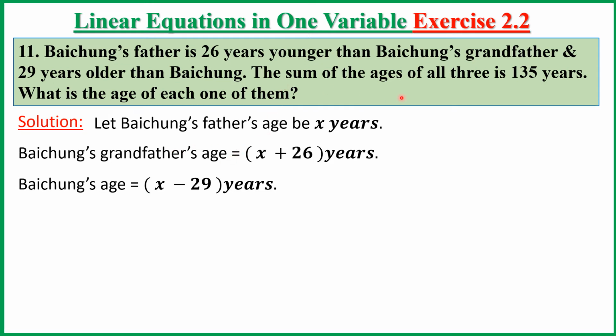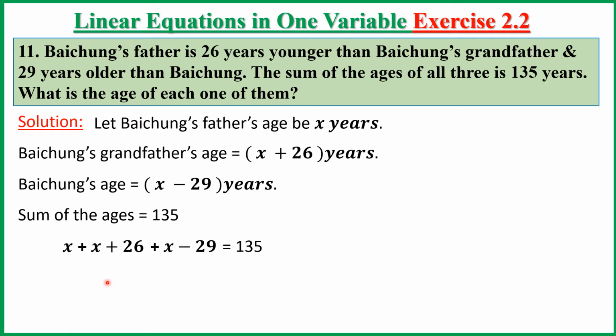Next, they have given the sum of all the ages is 135 years. Now we can add everything together. That is, x plus 26 plus x minus 29 equals 135. Here how many x do we have? 1, 2, 3. We have 3x. Then 26 minus 29: we have to subtract. 29 minus 26 is 3, and 29 has a negative symbol and we always take the greater number's symbol, that is minus 3. So 3x minus 3 equals 135.